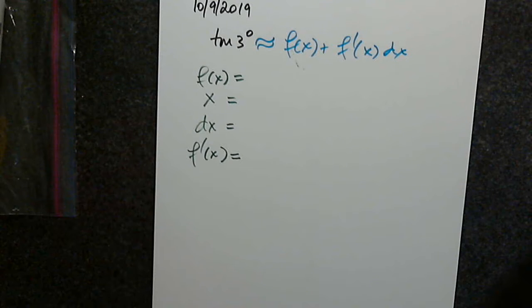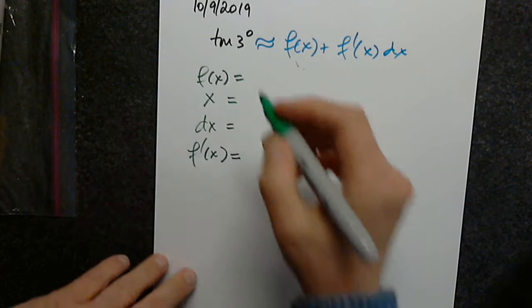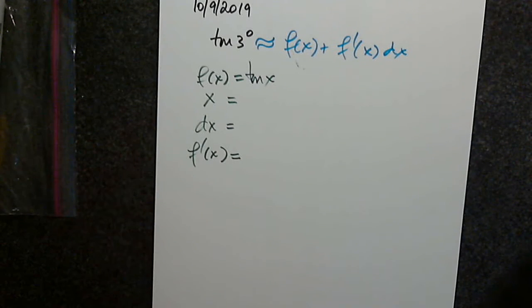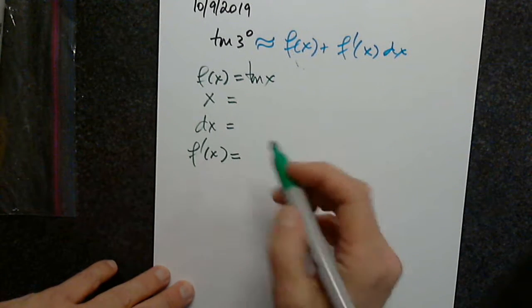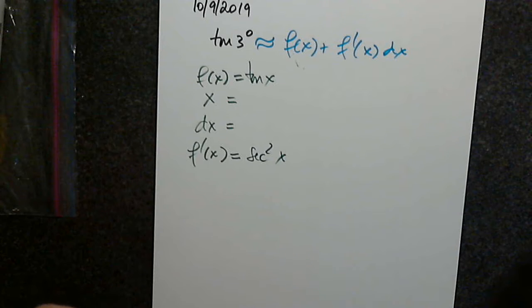So I'm ready when you are. What is the function here? Yes, the function is indeed tangent x. Good. And I can find its derivative, secant squared x. What is x? Something that we know.